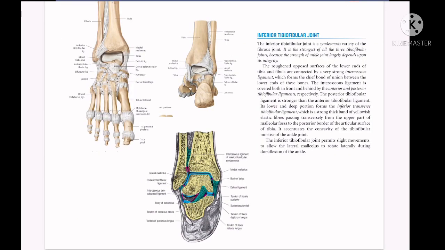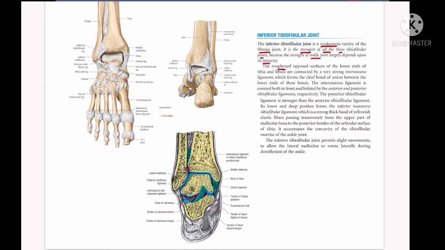Inferior tibiofibular joint is a syndesmosis variety of fibrous joint, and it is the strongest of all the three tibiofibular joints. We know that between tibia and fibula there are superior, middle and inferior tibiofibular joints, and the inferior is the strongest of the three. The inferior tibiofibular joint maintains the integrity of the ankle joint. The strength of the ankle joint largely depends upon how the lower ends of the tibia and fibula hold up.